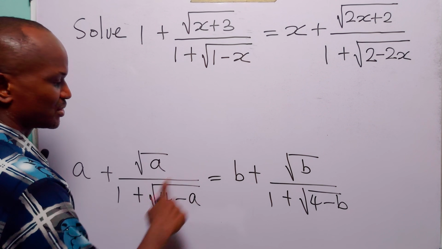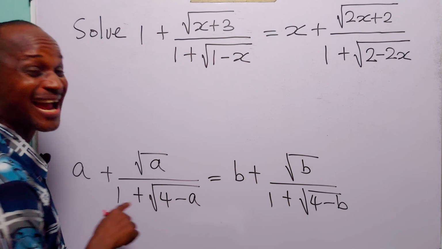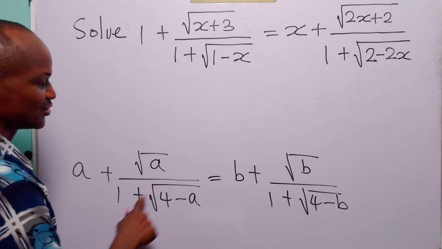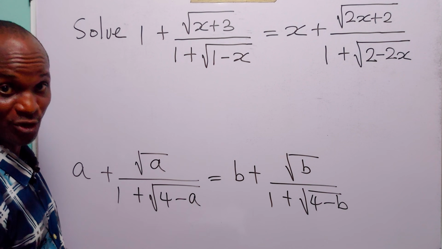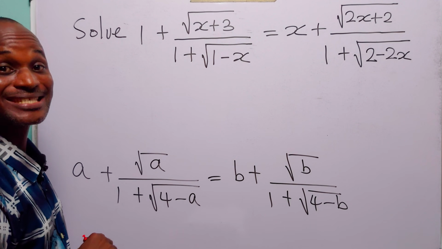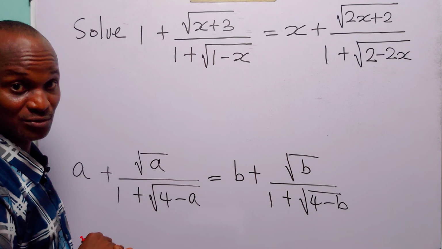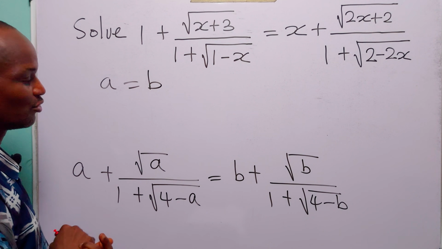Now let us compare both sides of this equation. Notice that these two functions look exactly alike. And also notice that these two functions are both strictly increasing within their domain. So that means that we can safely conclude that a is equal to b. So we have that a is equal to b.